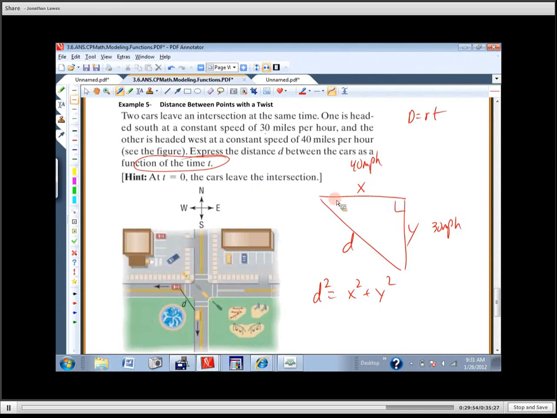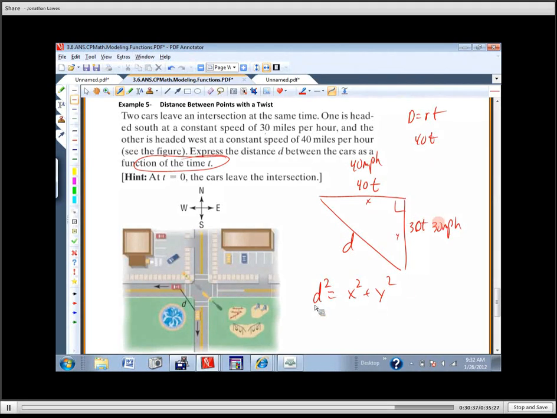Well, how are you finding those? You're taking 40 and doing what with it? Multiplying it by the time. You're taking 40 and multiplying it by whatever time I give you. So a better way to represent this would be, instead of an x, let's call this 40t. And instead of calling this a y, this would be 30t.